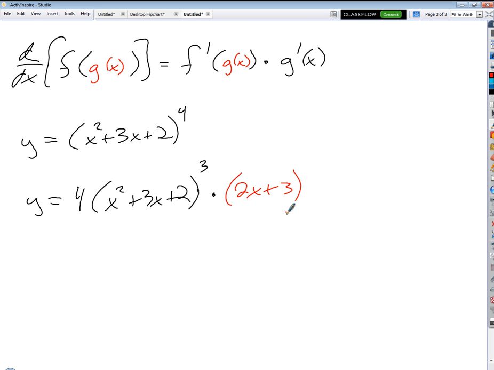Do we need to simplify that? Personally, I don't think you would need to factor the inside. What could we do to simplify this? If the question said, write the answer in expanded form, then that would be pretty nasty. We'd have to multiply, expand that out and distribute, but we really wouldn't do that.